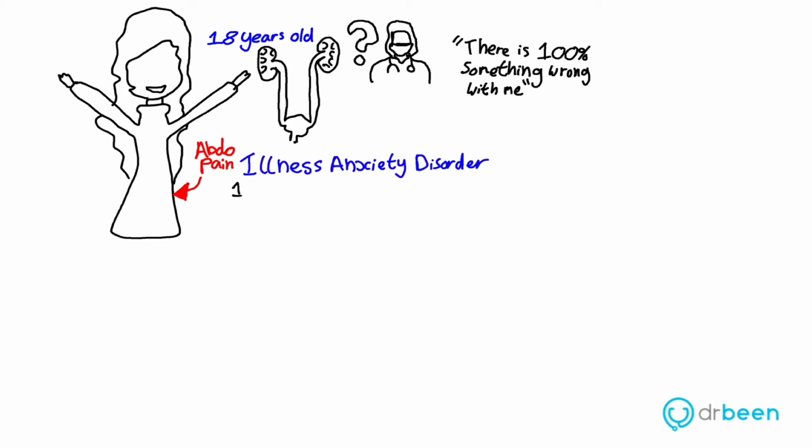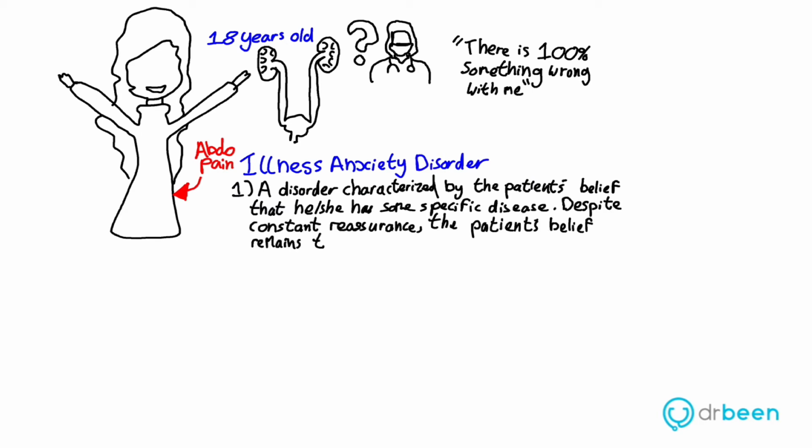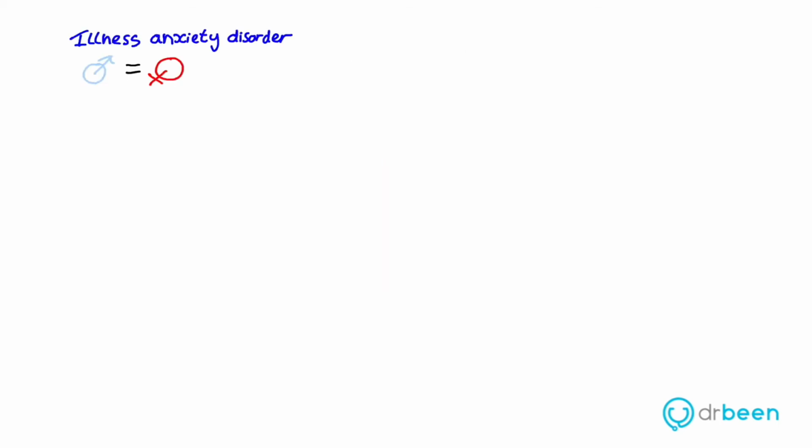This case illustrates illness anxiety disorder. It's a disorder characterized by the patient's belief that he or she has some specific disease, despite constant reassurance, the patient's beliefs still remain the same. Symptoms must occur for greater than 6 months. In terms of risk factors or epidemiology of illness anxiety disorder, men and women are affected equally. The most common onset is between the ages of 20 and 30.